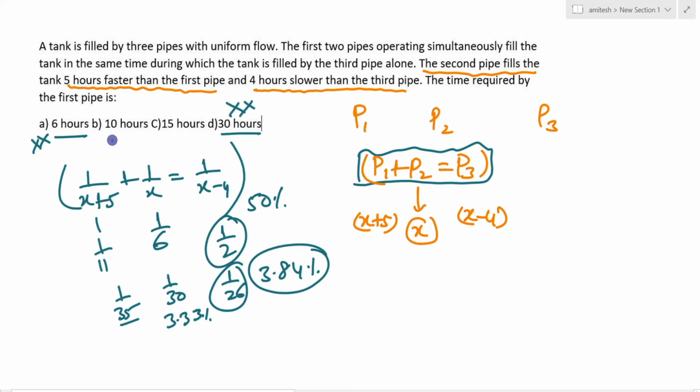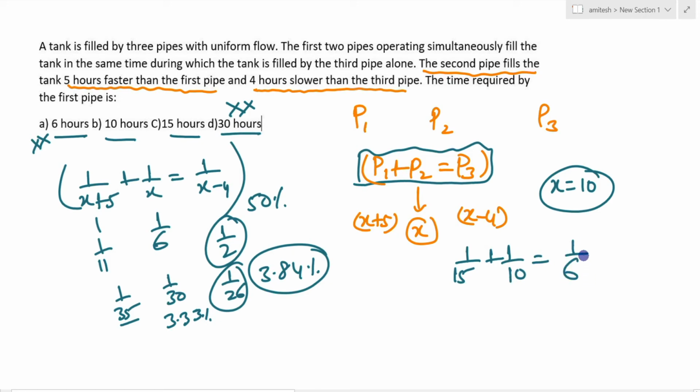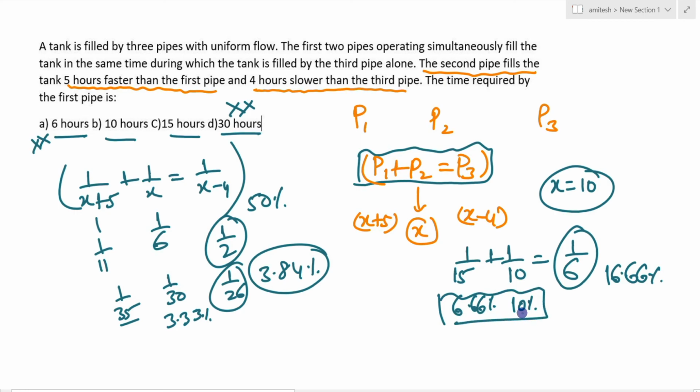Now you are left with only two options, either B or C. Try to use any of the options between B and C. So I am taking x is equal to 10, or you can say option number B. What will you write? 1 by x plus 5, that implies 1 by 15 plus 1 by 10 is equal to 1 by 6. 1 by 6 is nothing but 16.66%. 1 by 10 is 10% and 1 by 15 is 6.66%. So you are getting precisely 16.66% on the left hand side and on the right hand side. So you are getting the exact value of x is equal to 10.